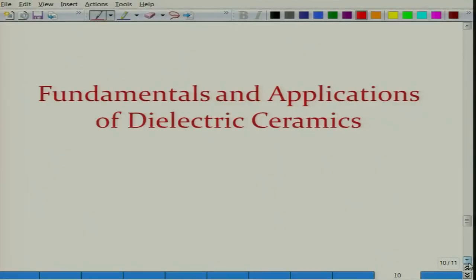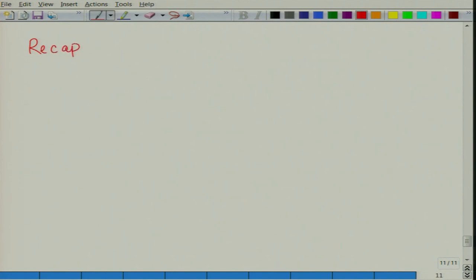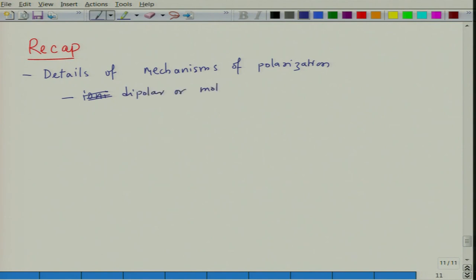Welcome again to the new lecture of the course Fundamentals and Applications of Dielectric Ceramics. So we'll briefly look at what we did in the last lecture. In the last lecture we learnt about details of the mechanism of polarization, and we looked at dipolar polarization, or molecular, and then we looked at interfacial.